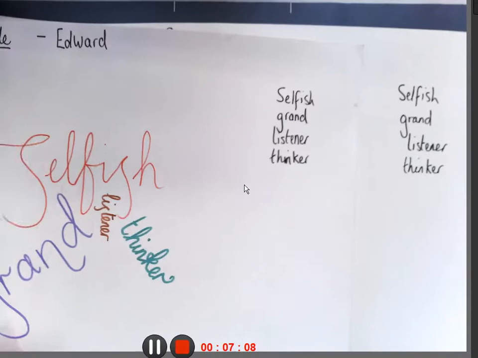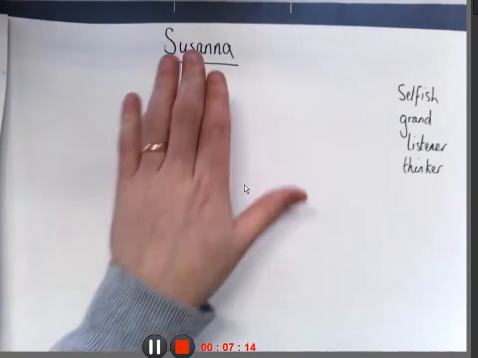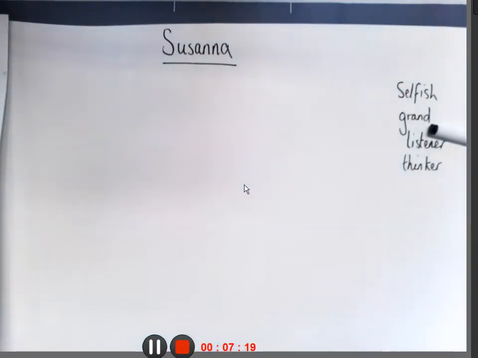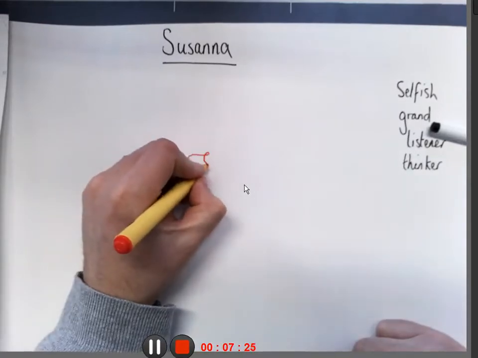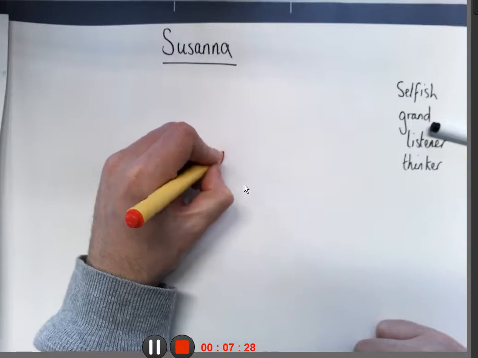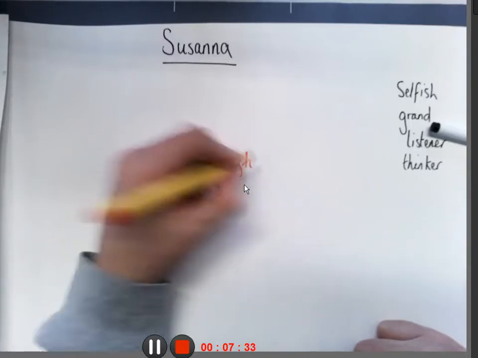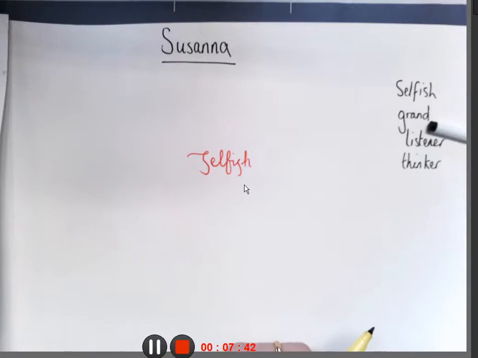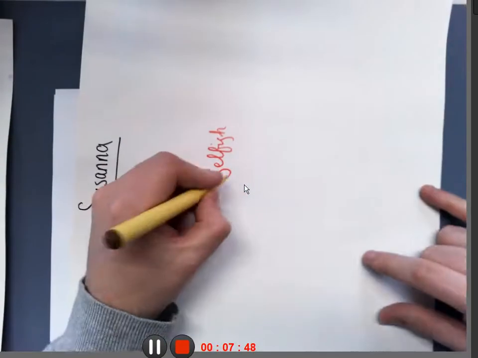So at the start of the story, Edward was very selfish, so I did that really big. I would say actually, when he became Susanna, he was less selfish. So I'm going to do that much smaller actually. I don't think it completely went, but I do think he was much less selfish, so I'm going to do that smaller. There we go. Grand, well that's interesting as well, because he wasn't very grand towards the end, was he? So again, I'm going to put it in a different position this time. I'm going to put it here.